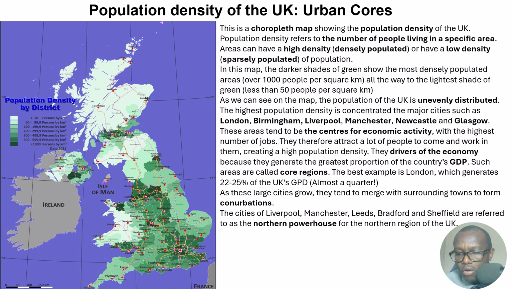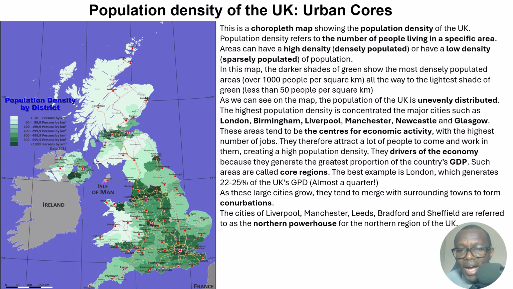Okay, so we'll start off with a map that shows the population density of the UK, and we are specifically going to be looking at urban cores. This here is a choropleth map that shows the population density of the UK, using different shades of green. Population density refers to the number of people living in a specific area. That area can be defined in terms of square kilometers, or sometimes even in square miles.